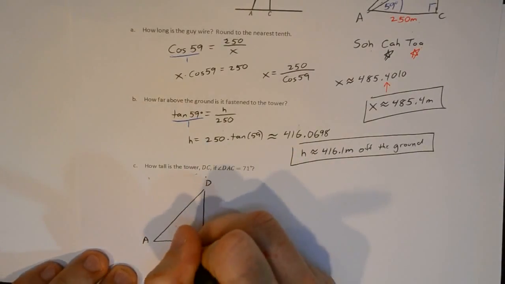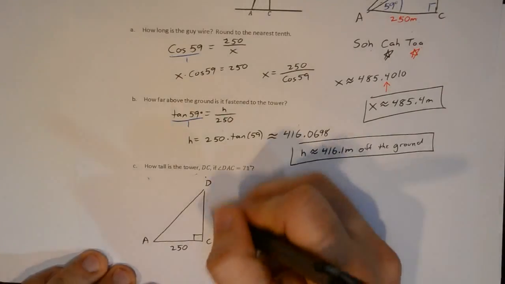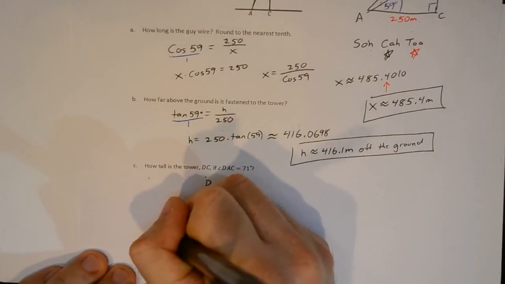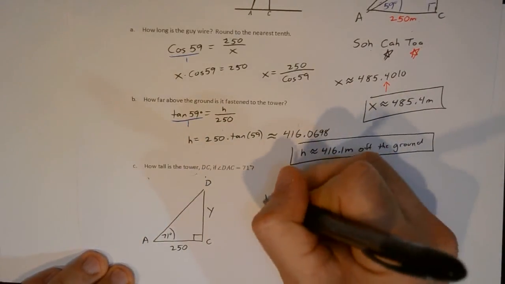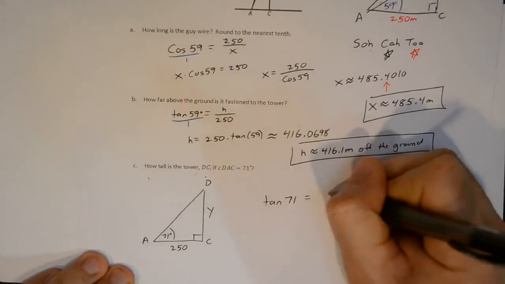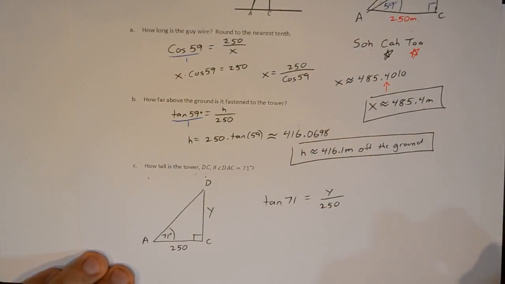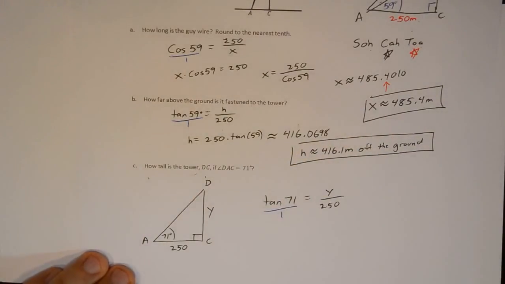Right? I know that this distance is 250 from the original part of the question, and now they're asking me to find this distance. So let's see, I've already used an X and an H. I guess I'll call this Y, and this angle here is 71. So I'm once again dealing with an opposite and adjacent side. That means the tangent of 71 is equal to Y over 250, right? Opposite over adjacent. And again, you can think of that tan 71 over 1 if you like.